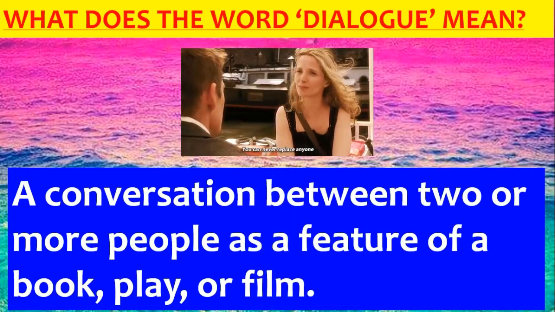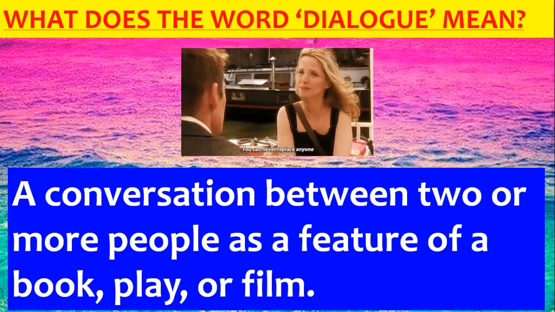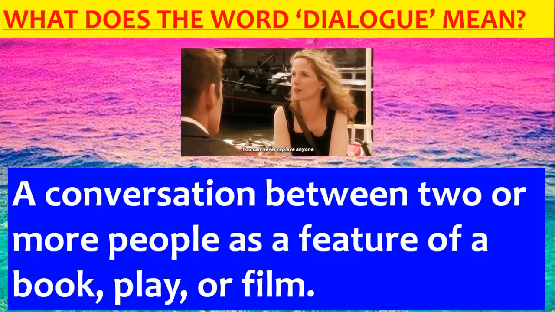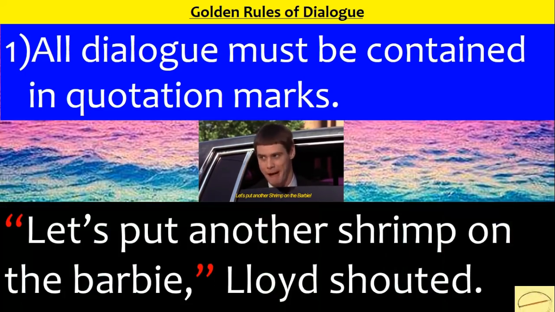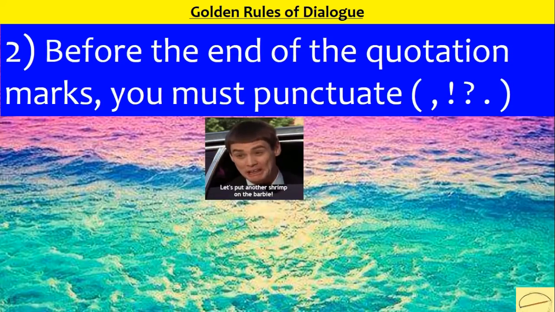So what do I mean by dialogue? Dialogue is a conversation between two or more people in a film, book, or play. So what are the rules for punctuation? Remember, we need really high spelling, punctuation, and grammar marks if we want to do really well. There's a few rules we've got to follow. One, all dialogue must be contained in quotation marks. So all the actual dialogue the character's saying is in these red quotation marks.